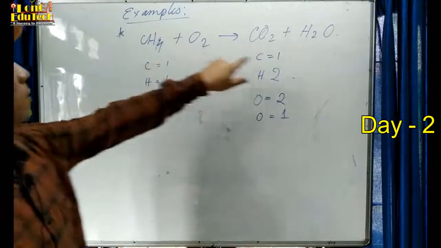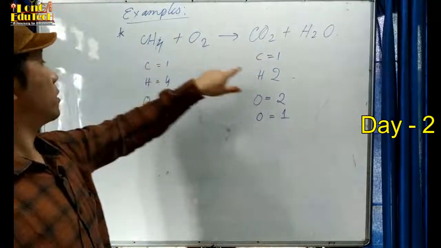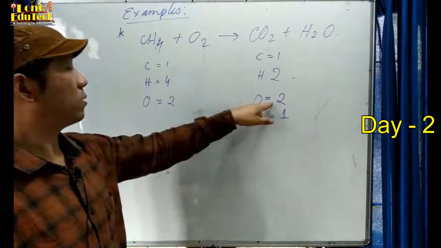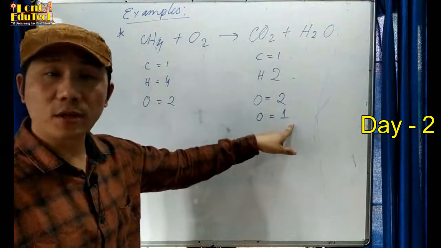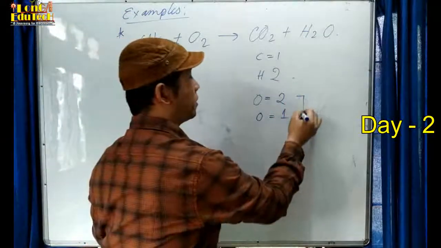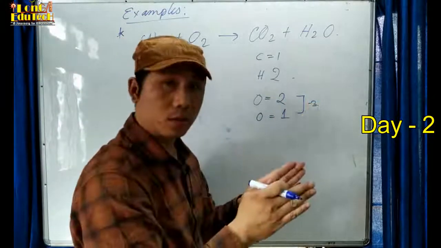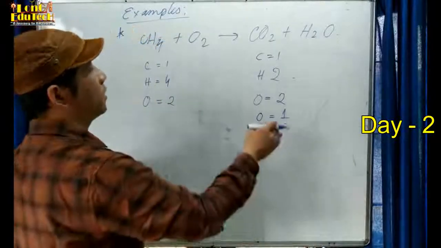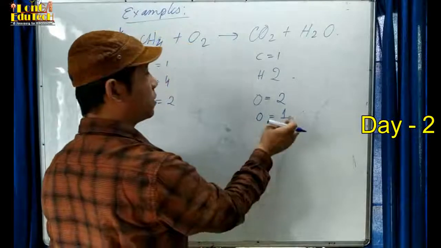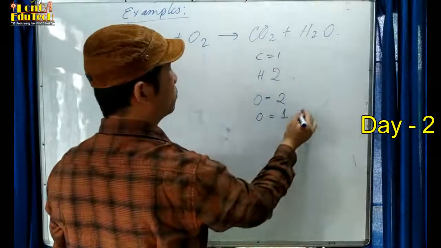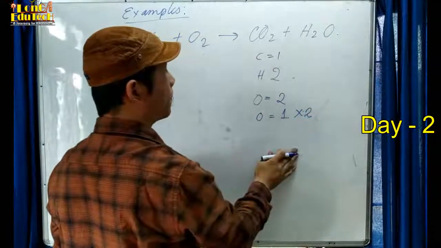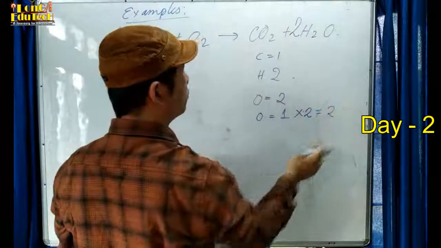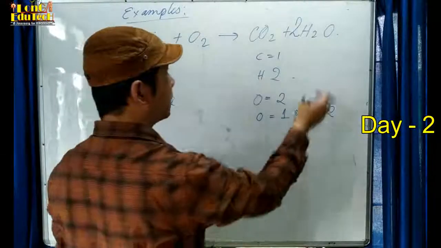See what you see here: carbon, hydrogen 4, hydrogen 2, oxygen 2, but the oxygen on the product side is 2 plus 1, how much? 3, right? So this is odd. Where you get an odd number, this oxygen, you will multiply with the even number 2. Fine, so I multiply here also 2. 2 ones are 2. Forget about the others, and then just check it.